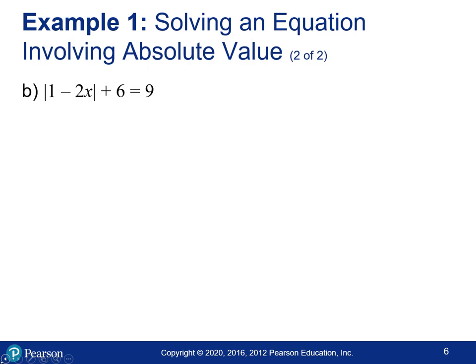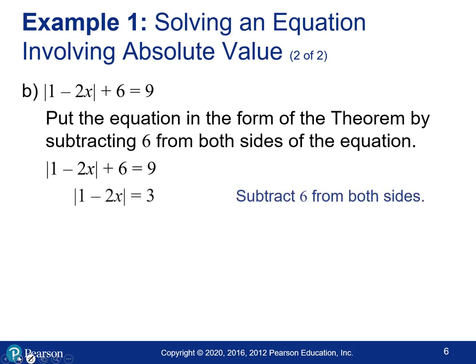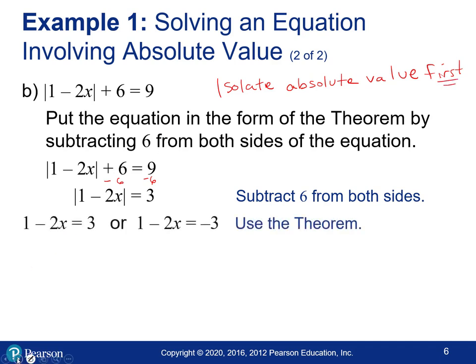Alright, how about this one? This one's slightly different. In order to use our theorem, we have to move that 6 out of the way first. So if we subtract 6 from both sides, then we can use our theorem, because you have to do what's called isolating the absolute value. So isolate the absolute value quantity first, and then you split. You do this first, and then you can split into the two cases, the two possibilities.